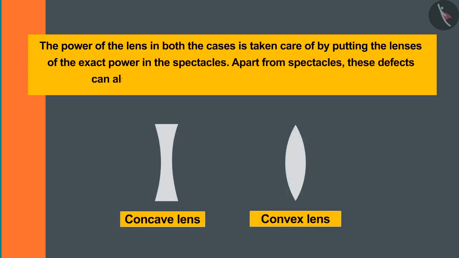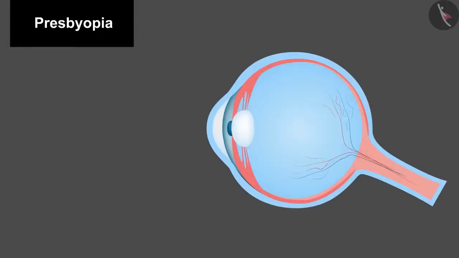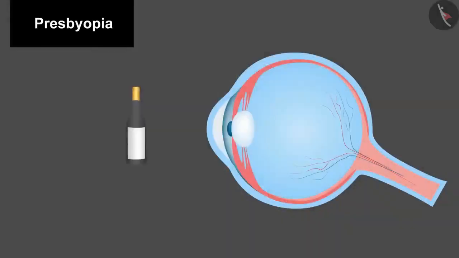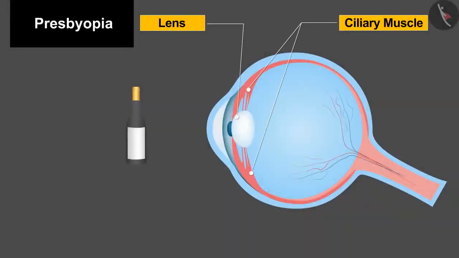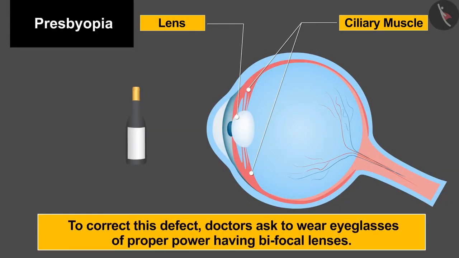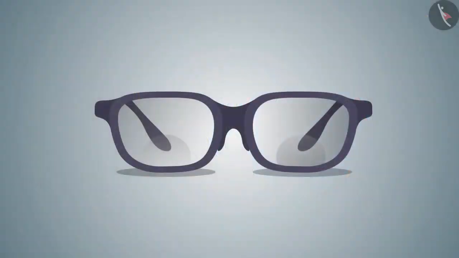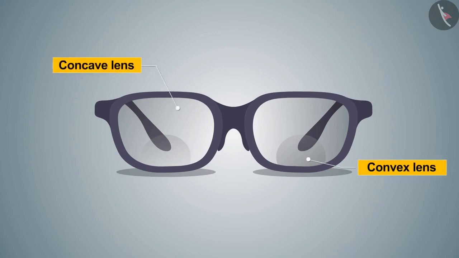Apart from spectacles, these defects can also be overcome through various types of surgery. The third defect is known as presbyopia. In this defect, it is difficult for a person to see both far and near. Aging is the reason behind this defect for most people, where both the muscles and the lens get weakened. To correct this defect, doctors ask to wear eyeglasses of proper power having bifocal lenses. The lower part of these lenses is made up of convex lens and the upper part is made up of concave lens.